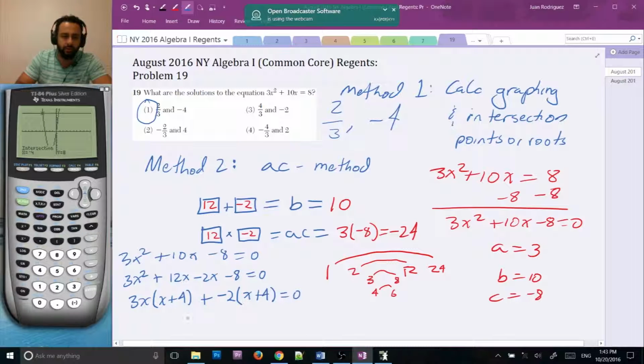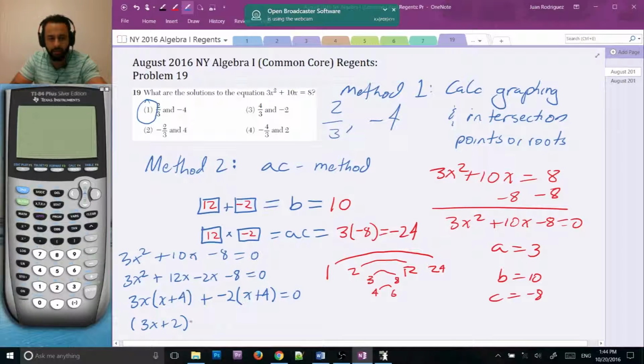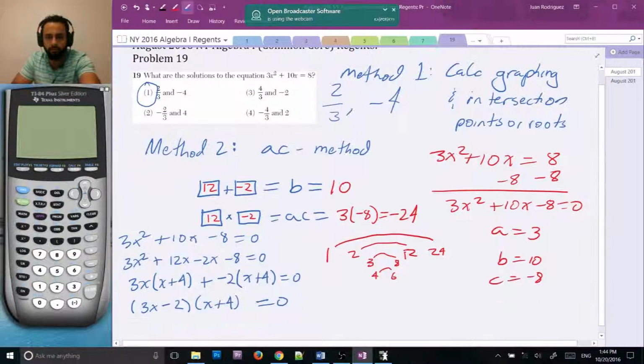And the reason I do this is because now I get a factorization: 3x plus 2 by the distributive property, 3x plus negative 2, so (3x minus 2) times (x plus 4). And this, by the distributive property, is equal to 0. Okay, so good.